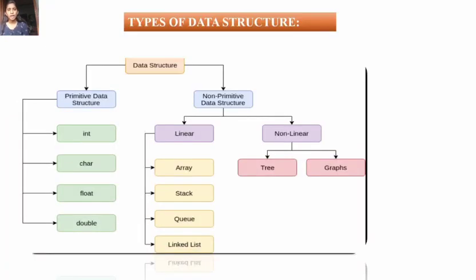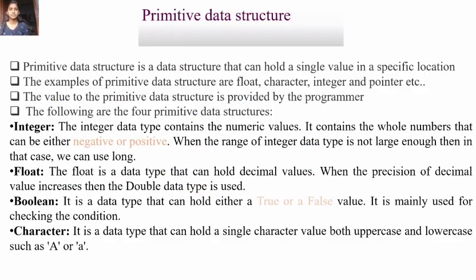Next, we have types of data structures. Data structures are divided into two parts. One is primitive data structures and one more is non-primitive data structures. Examples for the primitive data structures are int, char, float, double. And for non-primitive data structures, these are further divided into two parts, that is linear and non-linear. In the linear we have array, stack, queue, linked list. In the non-linear we have tree and graph.